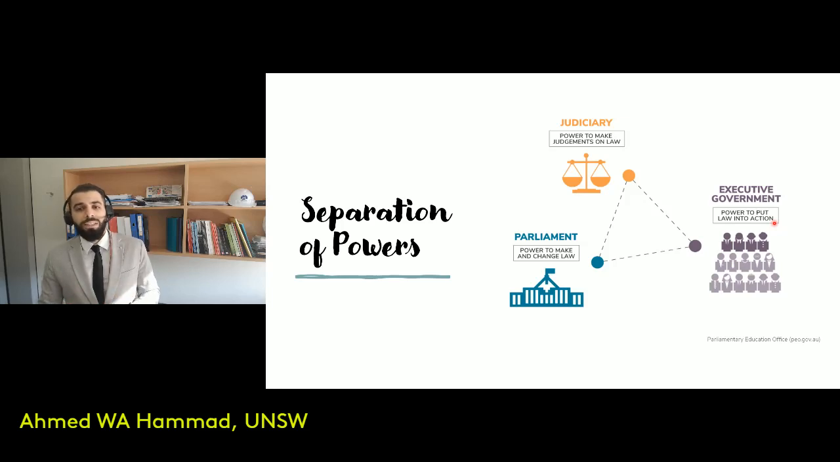Basically, what you have to realize is that each of these separate branches of the government have separate powers. So Parliament passes the laws, the judiciary system makes judgments on the law, and then the executives are the ones that implement that law.